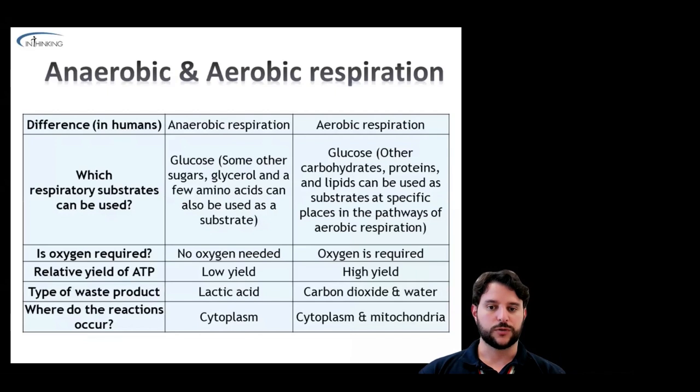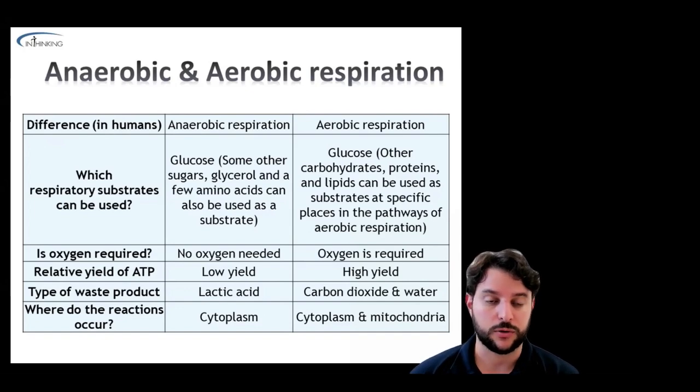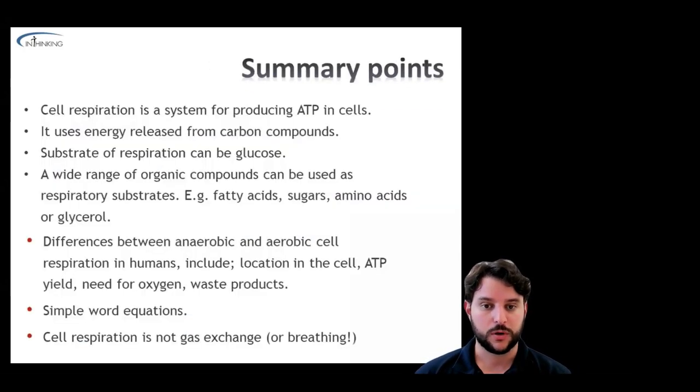So just for us to compare, as we close this standard level: anaerobic, no oxygen is needed. Low yield of ATP, you just do it if you don't have oxygen. You generate lactic acid, and it happens in the cytoplasm. Aerobic, it's different. Oxygen is required, high yield of ATP in the end. Carbon dioxide and water, and you do this in the cytoplasm and in the mitochondria.